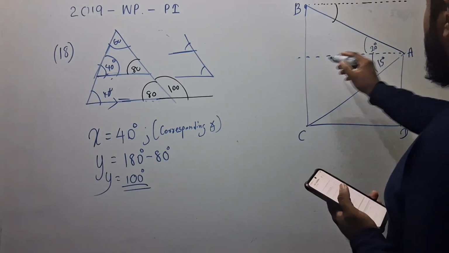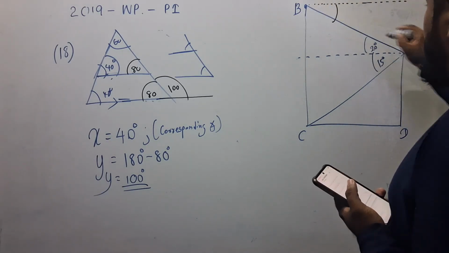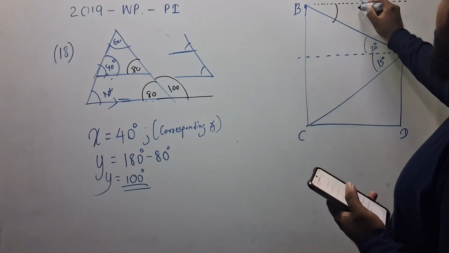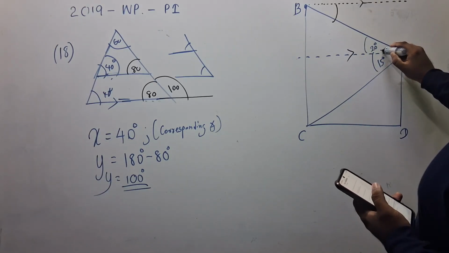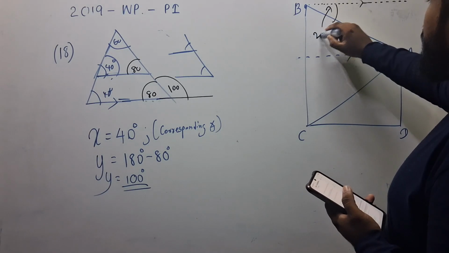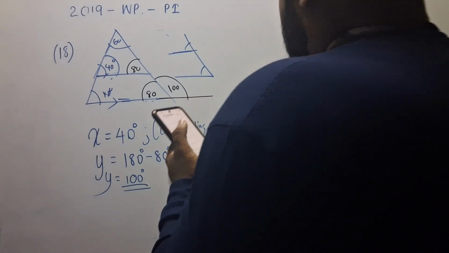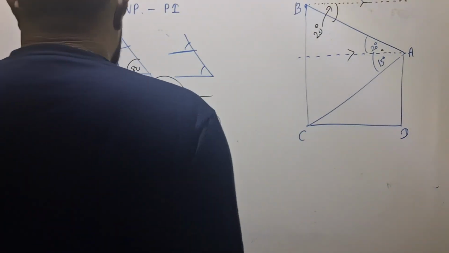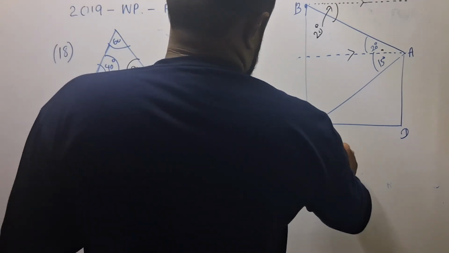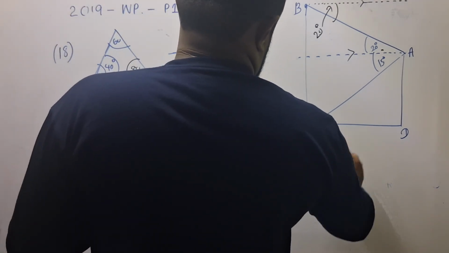So you can see the Z shape here. These lines are parallel. So if this is 20, this is also 20 degrees. So the answer for the first question is 20 degrees. Angle of depression of A from B, 20 degrees.